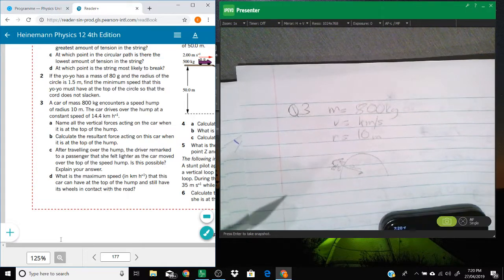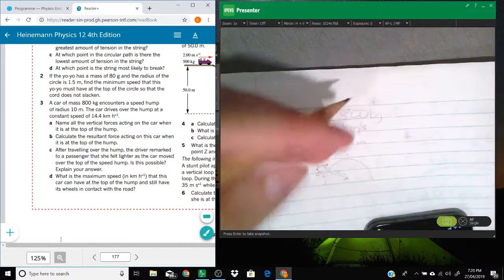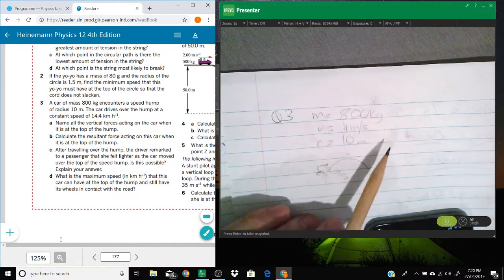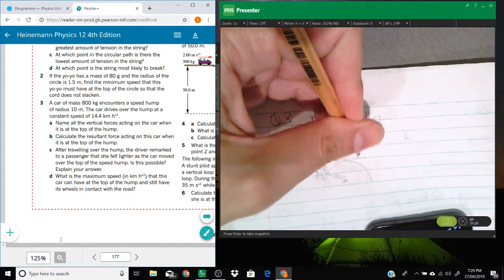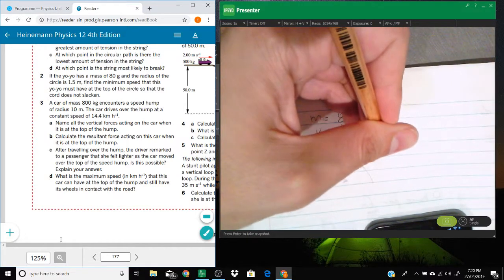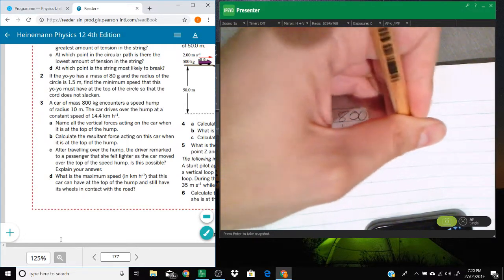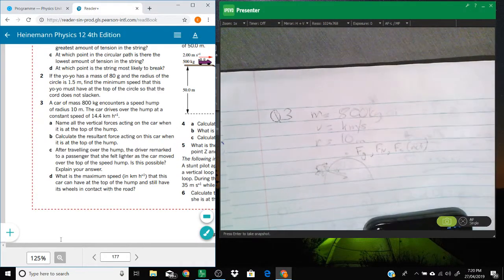So at the top of the hump, name all the forces. Well, let's have a look. Let's rewrite them down because we can state them. You've got weight force, gravity. You've got normal force, and you've got centripetal force, which is basically going to be the net force. So calculate the resultant force acting on this car when it's at the top of the hump.